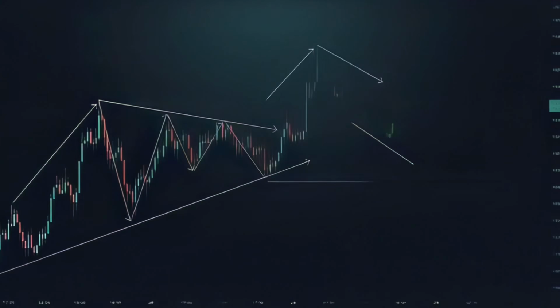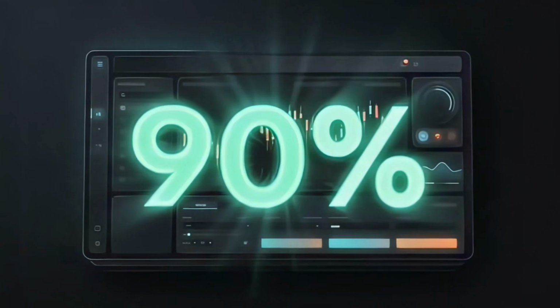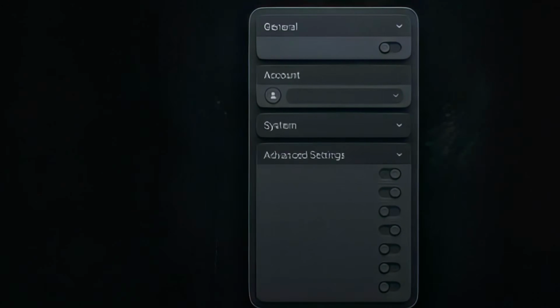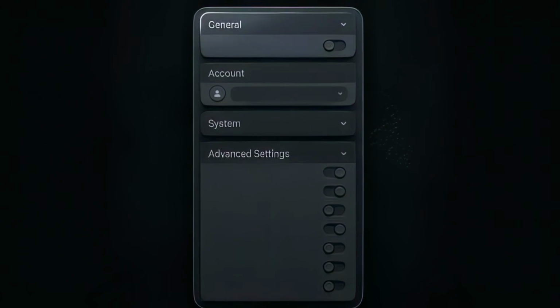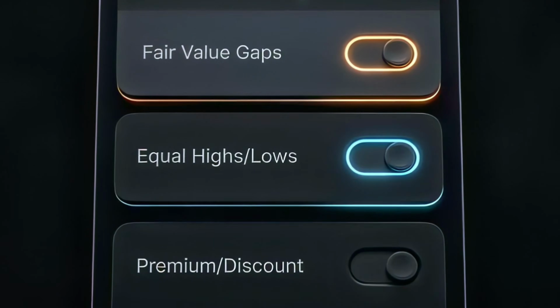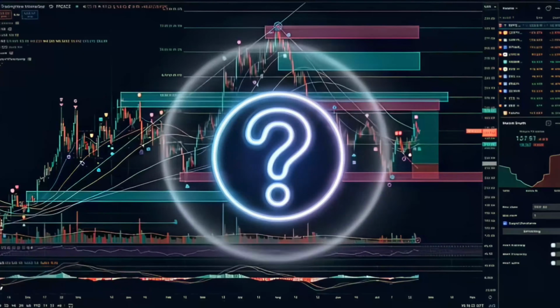So that is structure and order blocks handled, and honestly, if you stopped right there, you would already have a far cleaner and more useful chart than 90% of the people using this tool. But we have only covered half the panel. The settings that most directly create your actual entry, the gaps, the equal highs and lows, and the zones that tell you whether price is expensive or cheap, are all still switched on, still cluttering your screen, and still completely unexplained.